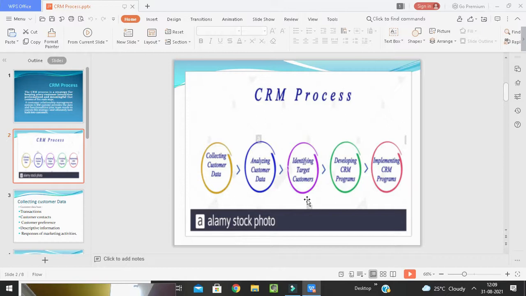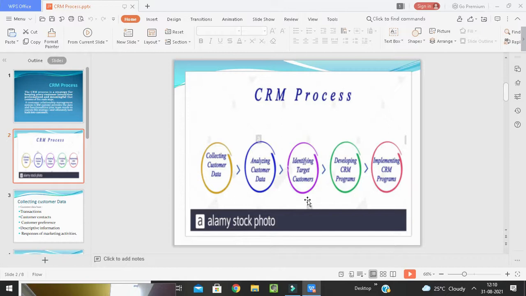Then the next step is developing CRM programs. So what is happening here? After collecting the data of the customer, we will analyze who the genuine customers are and what their requirements and needs are. Then we'll identify so-and-so target customer for so-and-so product or so-and-so services. After that, we will develop a program which is suitable to that customer.